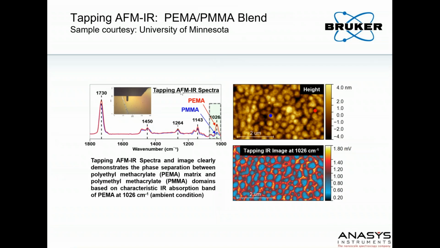And on the left-hand side here, you can see the tapping AFM-IR spectra of the two materials. And if you look at 1026 reciprocal centimeters, you can see that the PEMA has a band there that's much stronger than the PMMA. So that means now if we do mapping and tune the IR laser to 1026 reciprocal centimeters, we can image, and you are able to determine that the continuous domain is the PEMA, and the domain areas, the blue areas, are the PMMA in the image.